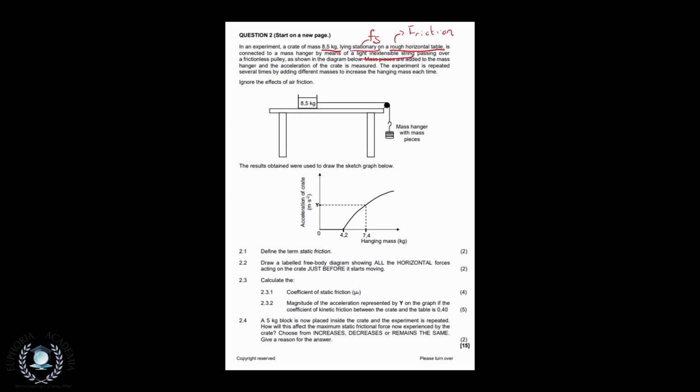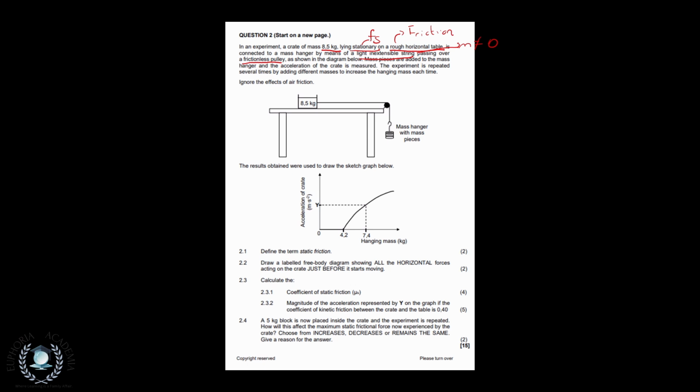This basically means that the string does not have any mass, and it doesn't compress nor does it extend. So the crate and the mass hanger are connected, and the string isn't going to add or subtract forces. It's just a way of connecting these things. That's what it means. Over a frictionless pulley means there's no friction in the pulley, so it doesn't add any resistance to the system.